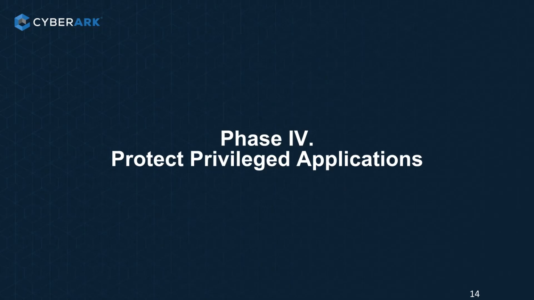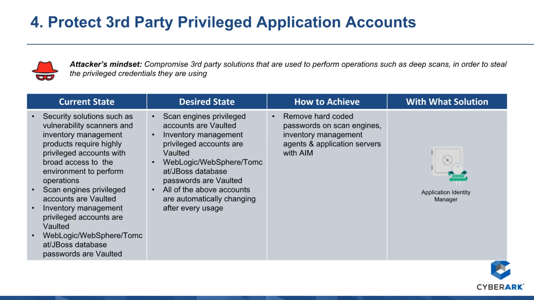Step 4. Protecting third-party privileged application accounts. Security solutions such as asset management and vulnerability scanners are valuable tools in providing security to an organization. However, incorrectly used, they can actually provide more risk to an organization. In order to perform an authenticated scan, one must provide a privileged account to one of these third-party tools. That tool then sprays that privileged hash to any device it scans. Worse yet, these tools themselves now become the targets of attackers as well.